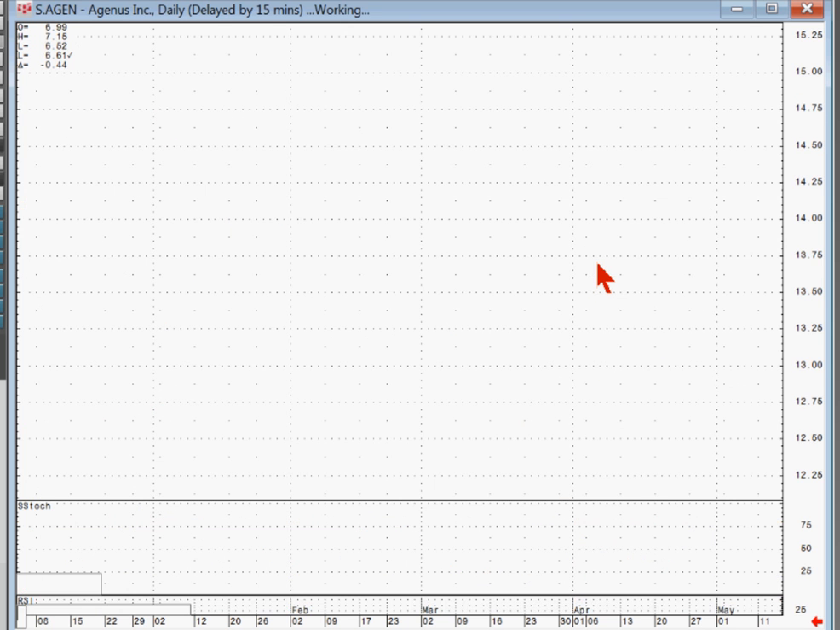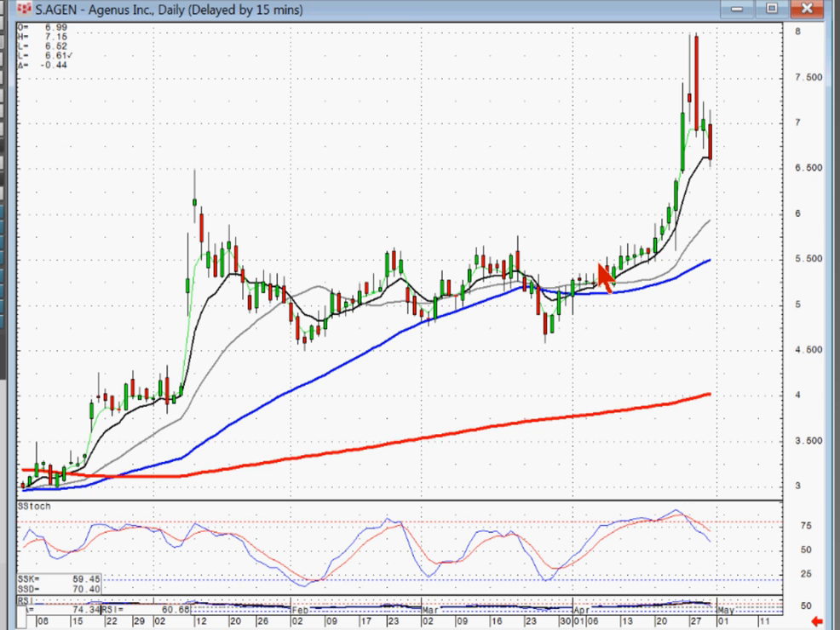AGEN had a good-looking chart. It's come back, but notice where they closed it today, right smack dab on the T-line. Makes this very simple. If it starts trading positive, you can be buying this one.